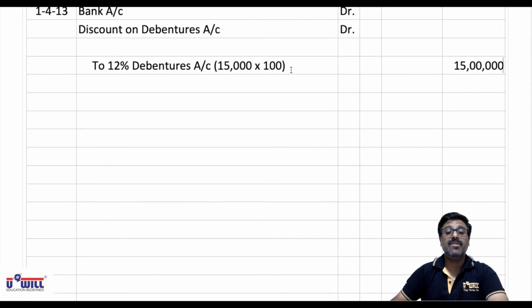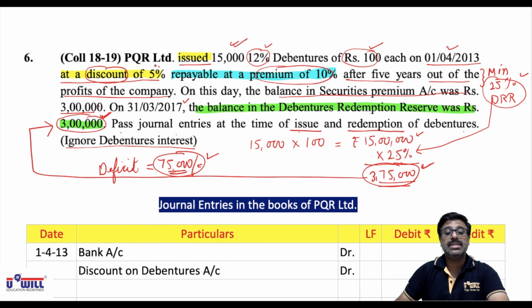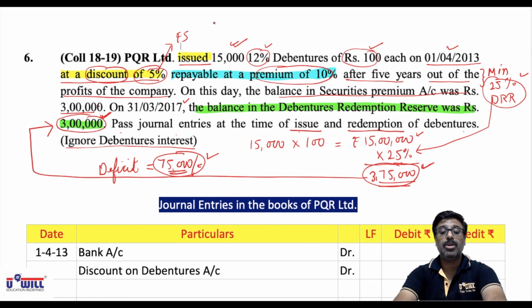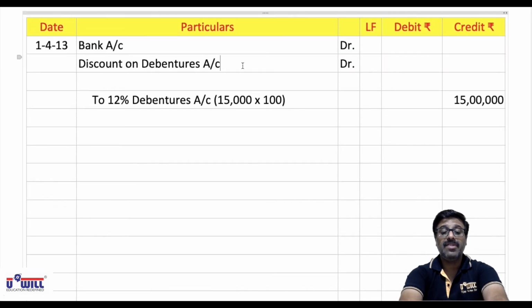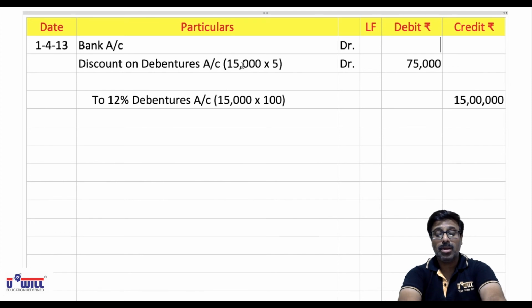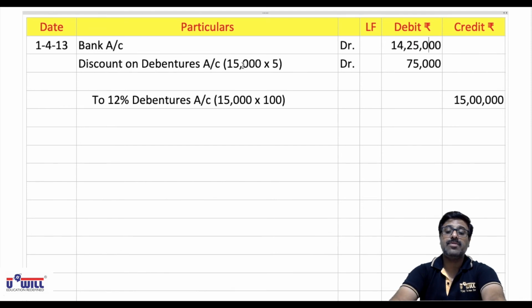Then you record the amount of discount. Now discount is 5%. So 5% of 100 rupees will be 5 rupees only. So same 15,000 debentures, what will be the amount of discount if you count 5 rupees? 15,000 into 5, 75,000. Now 15 lakhs minus 75,000. What amount are we going to receive from the debentures issue? 14,25,000. Or you can say 100 minus 5. What amount are we going to receive? 95 rupees. So even if you do 15,000 into 95, you get 14,25,000.